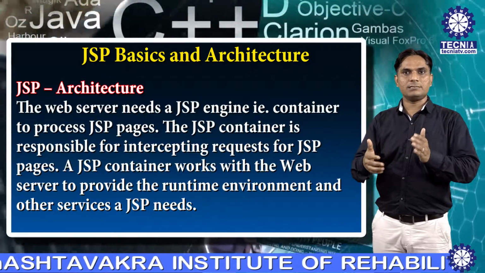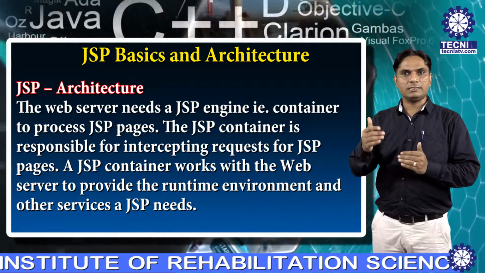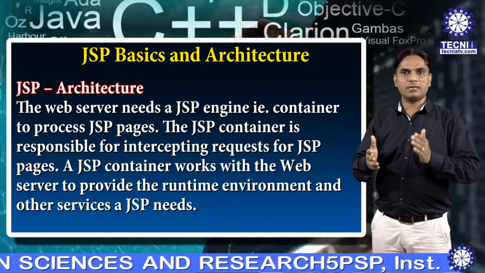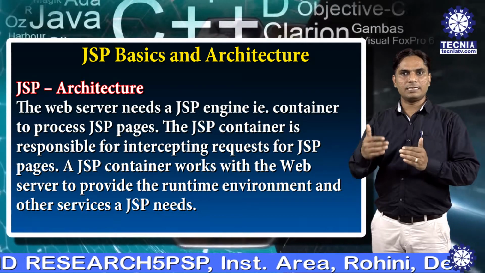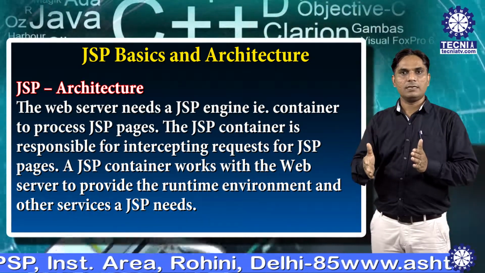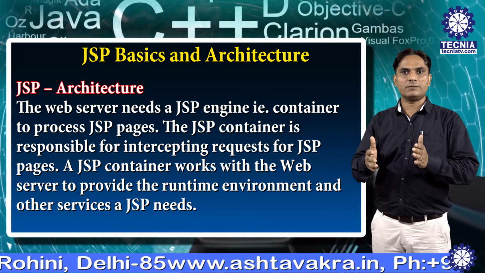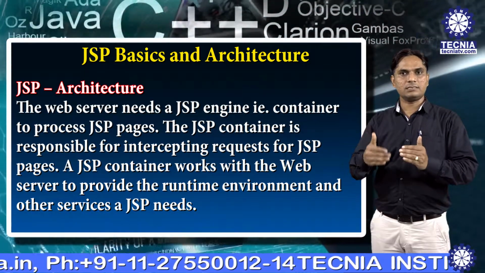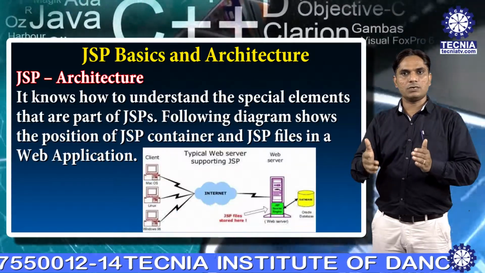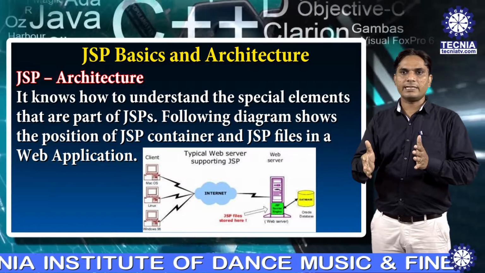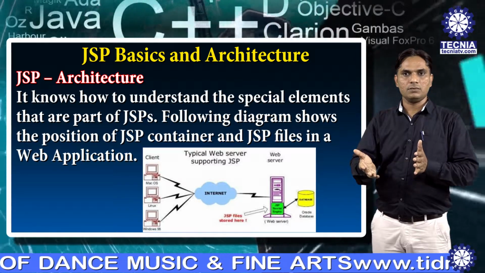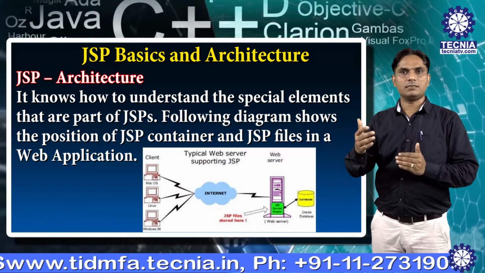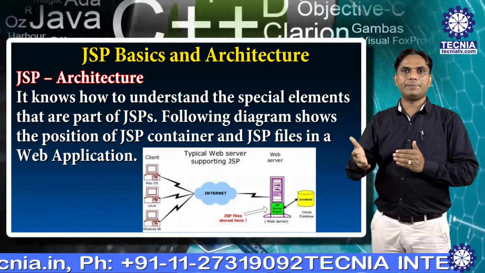Then next is JSP architecture. The web server needs a JSP engine, a container, to process JSP pages. The JSP container is responsible for intercepting requests for JSP pages. A JSP container works with the web server to provide the runtime environment and other services a JSP needs. It knows how to understand the special elements that are part of the JSP. The following diagram shows the position of the JSP container and JSP file in a web application.